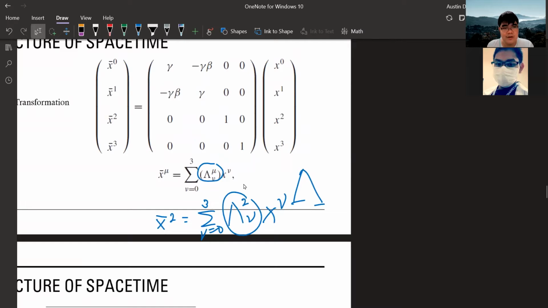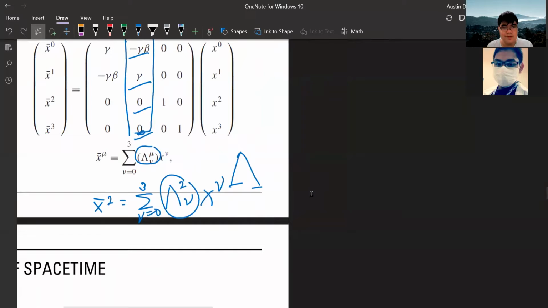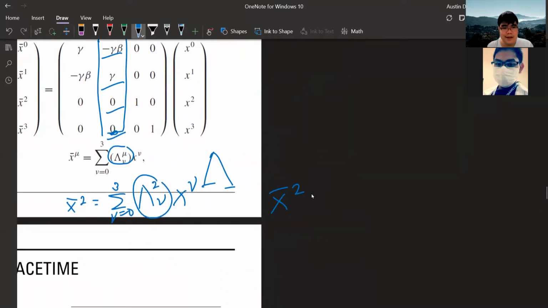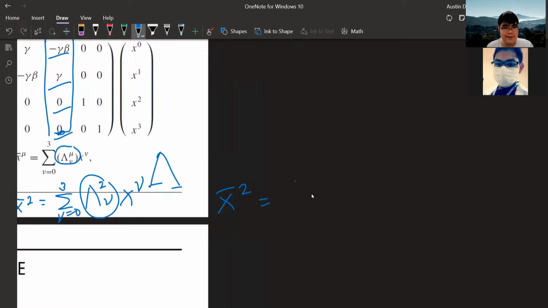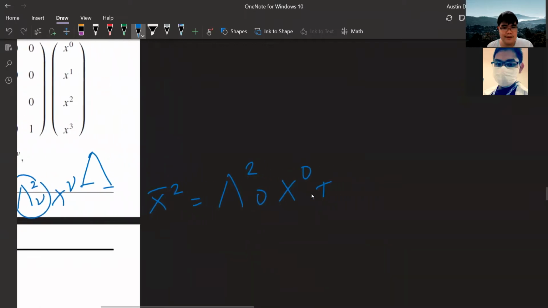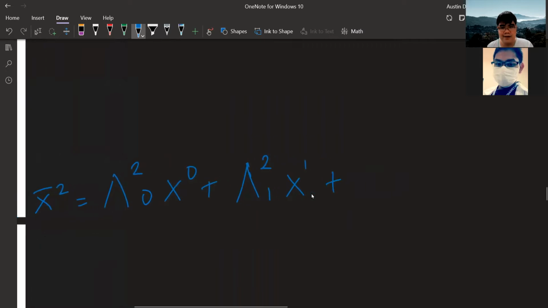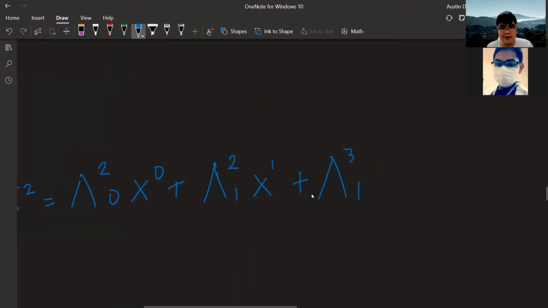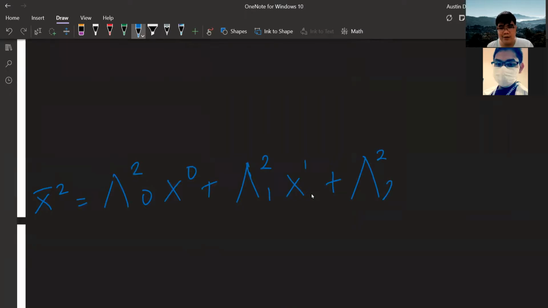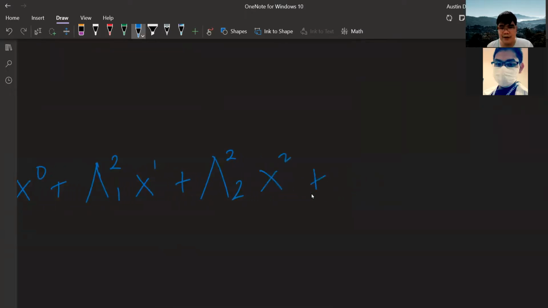So row 2, itong row na to. So ito yung mga values niya. For nu 0, nu 1, nu 2, nu 3. So x2 must be, ang gagawin natin, let's try to do it. Lambda 2, 0, x0, plus lambda 2, 1, x1, plus lambda 2, 2, sorry, x2, plus lambda 2, 3, x3.